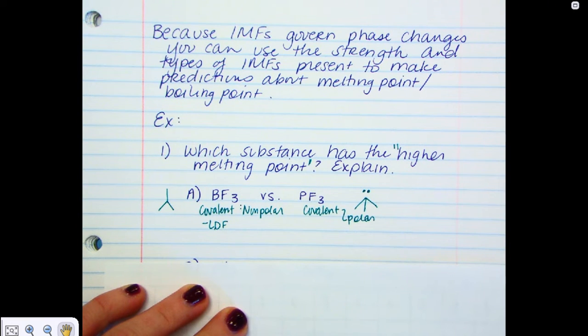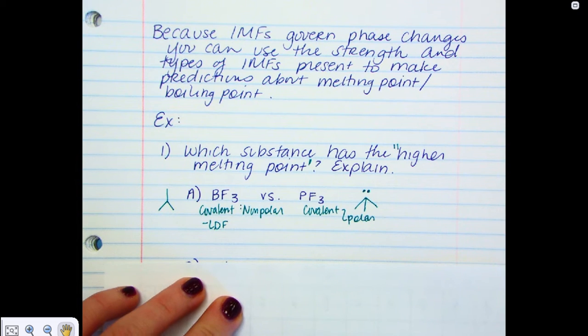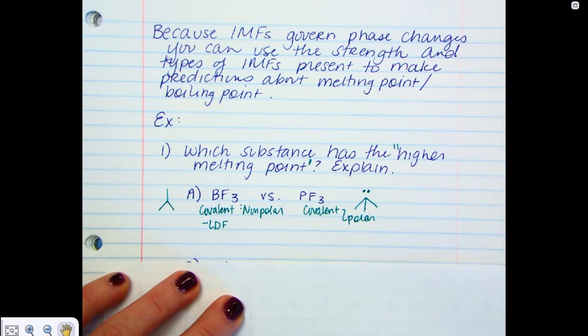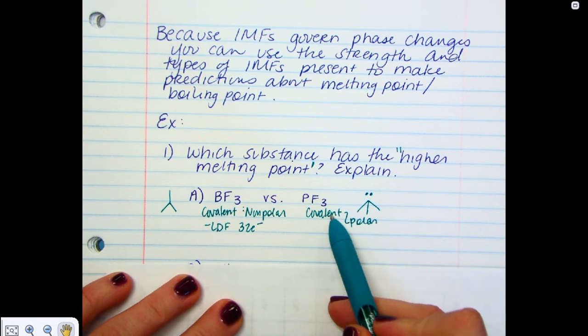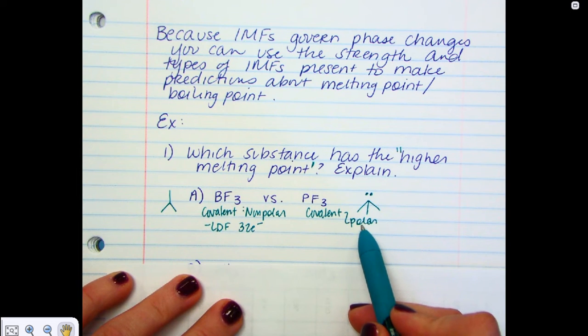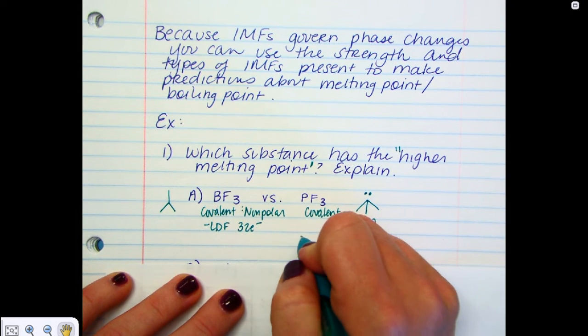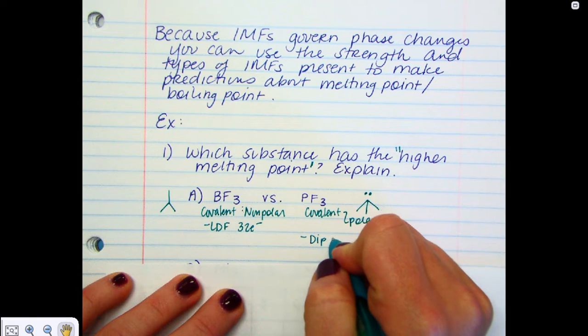So when I look at boron, boron has 5 protons and 5 electrons, and fluorine has 9 protons and 9 electrons. So I have 9 electrons times 3, so 9 times 3 is what, 27, and then plus the 5 from the boron. So we have 32 total electrons. Okay. Now, with my PF3, it's polar. So I know that I'm going to have dipole-dipole.